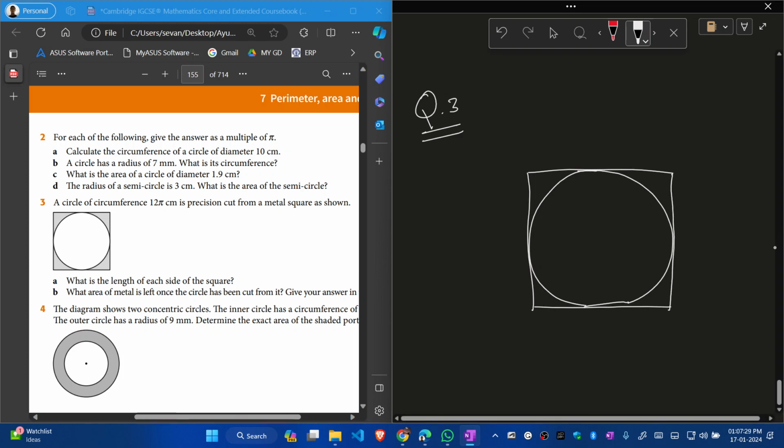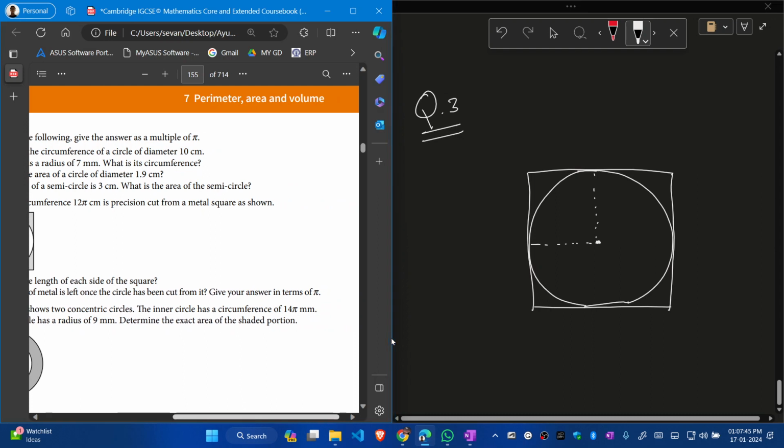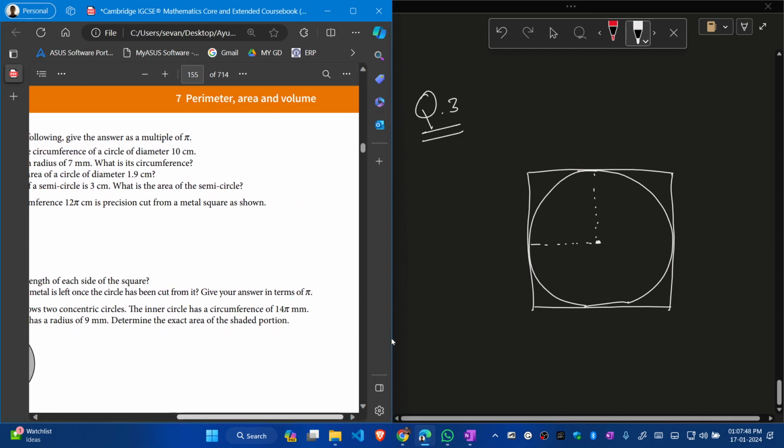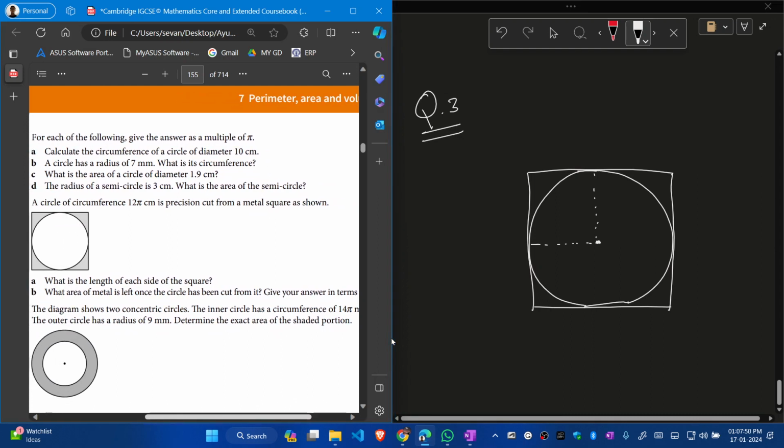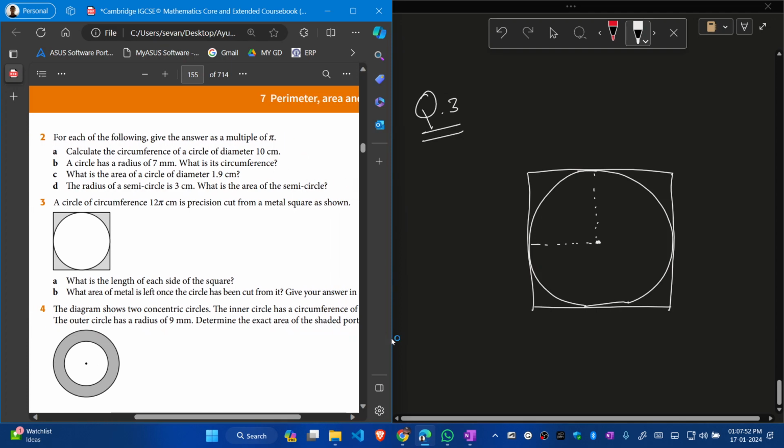Okay, I'll take the question. What is the length of each side of the square? What area of the metal is left once the circle is cut from it? So first we have to find the radius, then all of this will be done.